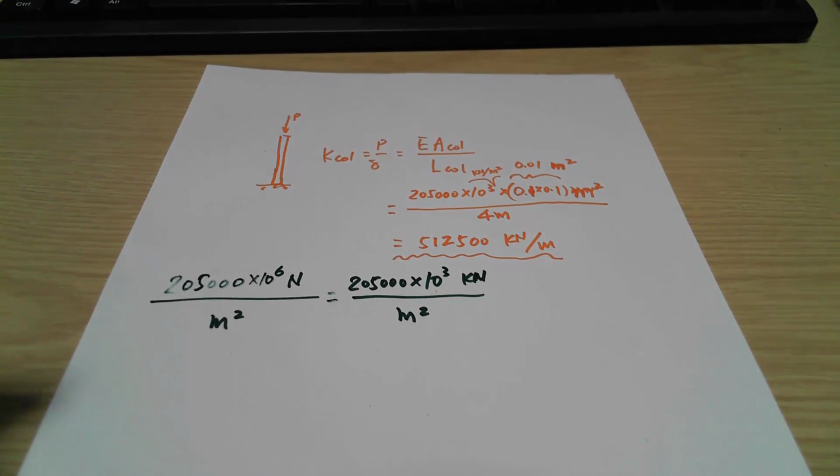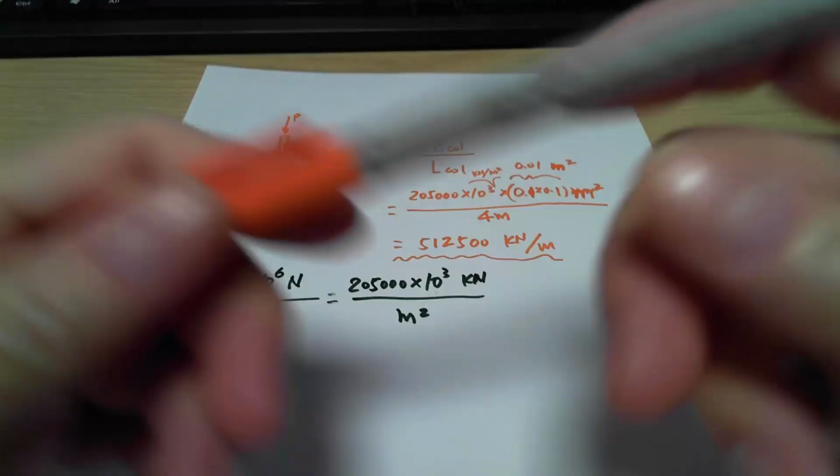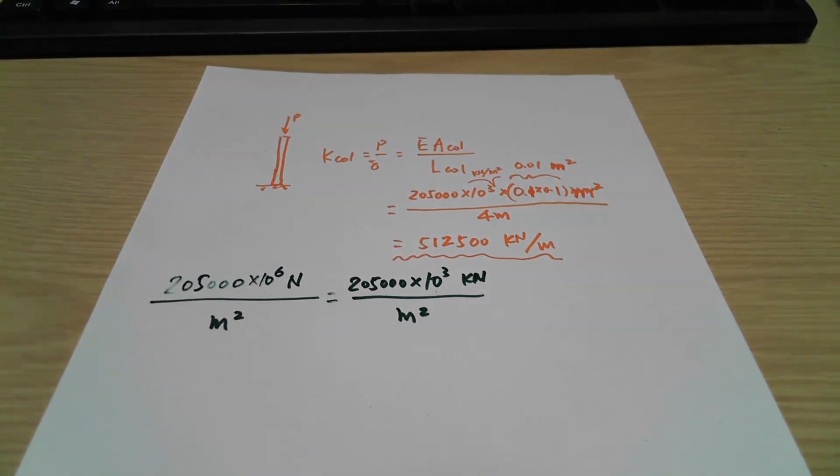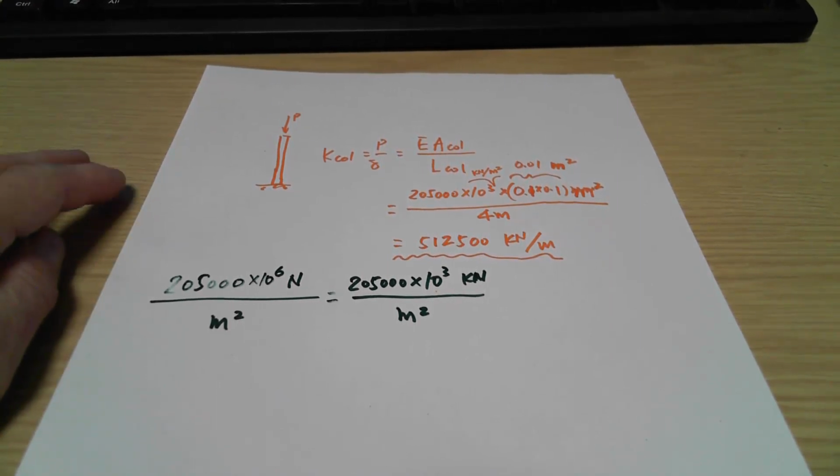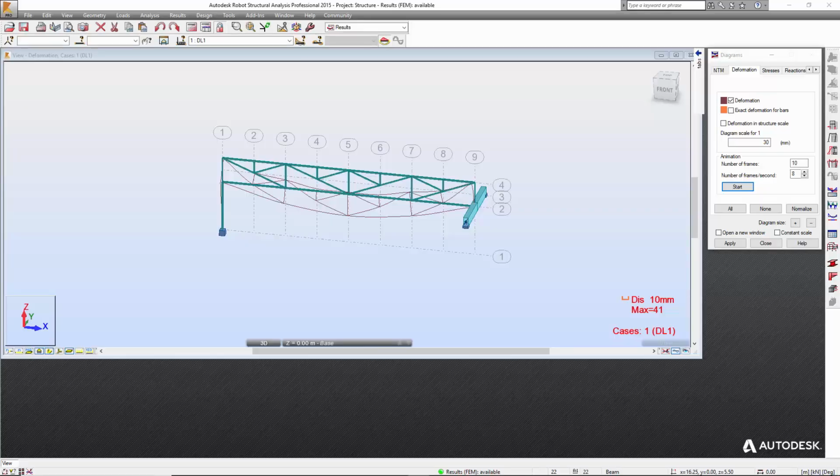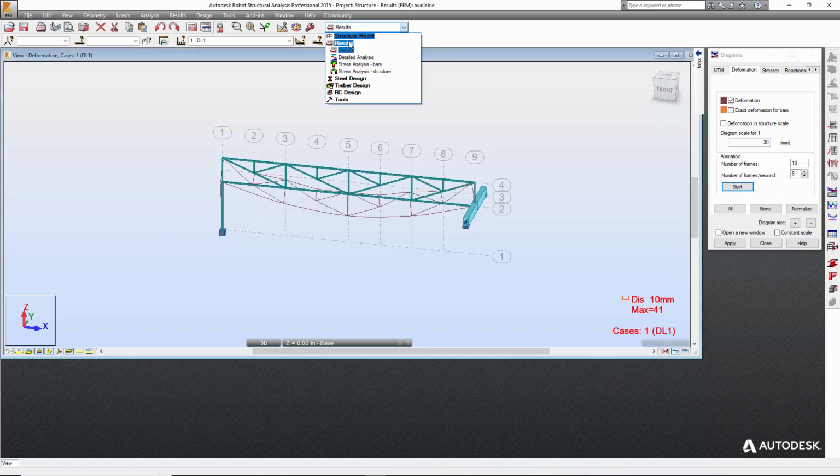So let's switch back to the Autodesk Robot, work out these numbers, and use them to create the spring under the truss. So let's come back to the Robot. Okay, so this is the model we have done before. We're going to remove these bins and replace them with a spring. So how can we do that? Let's come back to the structure model and select the start.